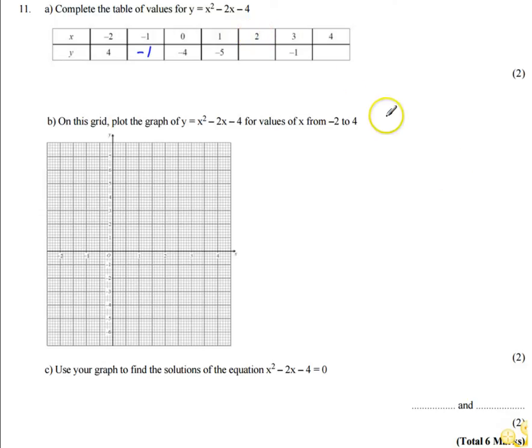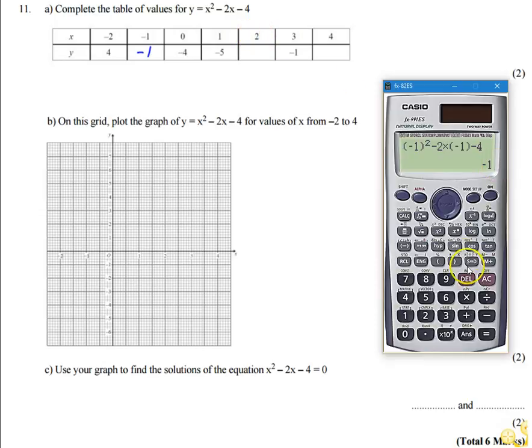The next one's going to be 2 squared. I don't need to put this in brackets because it's a positive number, so I've got 2 squared take away 2 times 2. I shouldn't need my calculator for this really. Take away 4, and that gives me -4.